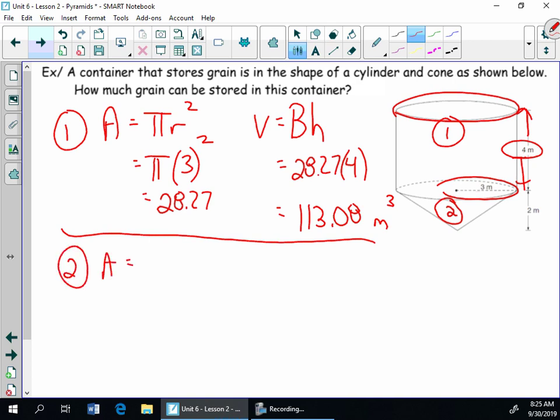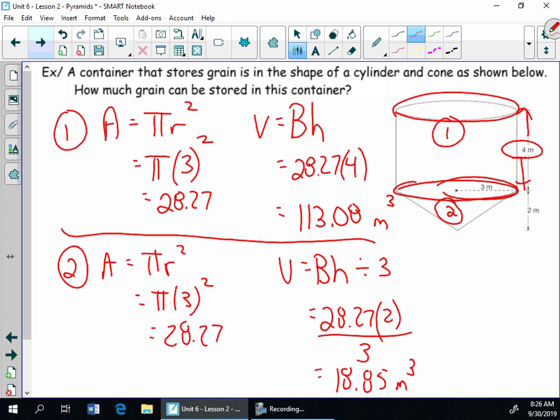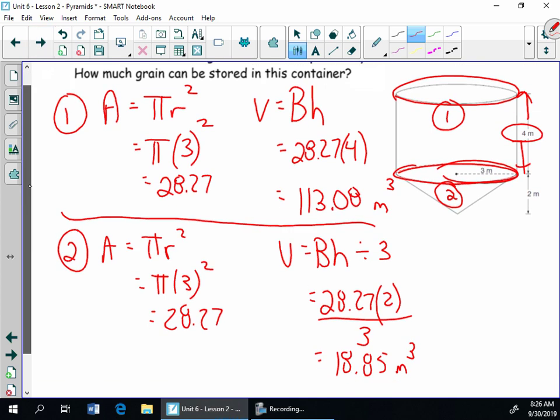All right, shape 2, that's the cone. And the formula for the bottom of the cone is still a circle, right? Here's my bottom of the cone this time. In fact, it's the same bottom that we had for the cylinder. They're attached to each other. The only difference is over here, for volume, I'm going to have to divide by 3. And I've got different height. And the height this time is 2. I'll divide it all by 3. And we end up with 18.85 meters cubed.